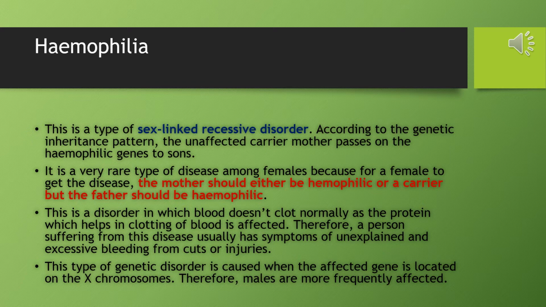This is a disorder in which blood does not clot normally as the protein which helps in clotting of blood is affected. Therefore, a person suffering from this disease usually has symptoms of unexplained and excessive bleeding from cuts or injuries. This type of genetic disorder is caused when the affected gene is located on the X chromosome. Therefore, males are more frequently affected. Do you know that the family pedigree of Queen Victoria shows a number of hemophilic descendants as she was a carrier of this disease?